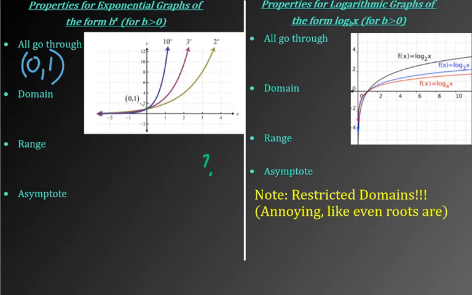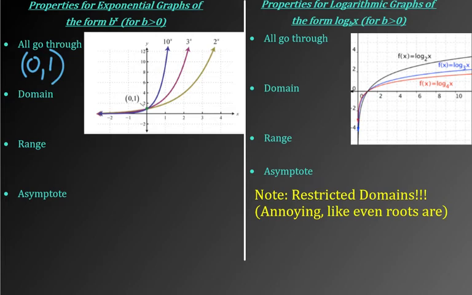And if you need a refresher on why anything to the 0 power is 1, go back and look at my video on the properties of exponents. It was like 2 units ago, basically, we did it. So anything to the 0 is 1, so they all go through that, which is nice, okay?